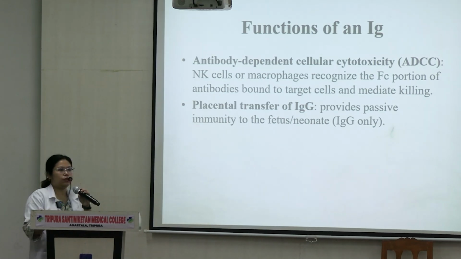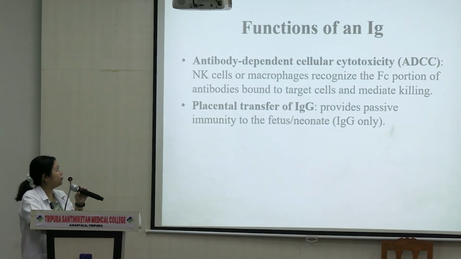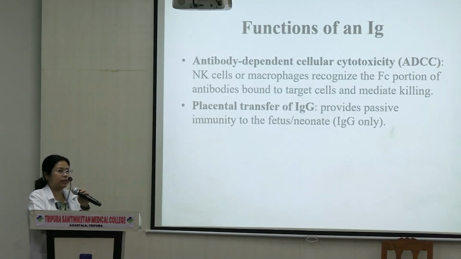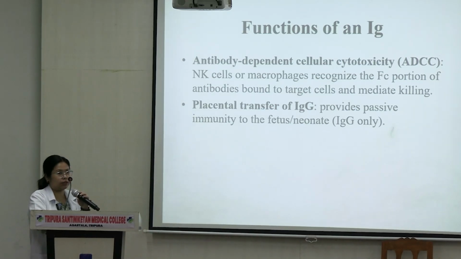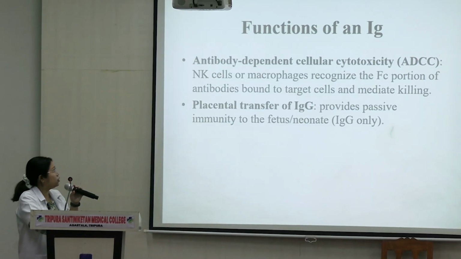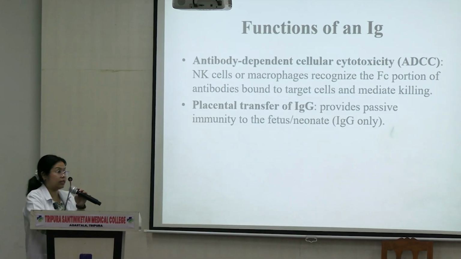The natural killer cells recognize the FC portion of the immunoglobulin that is bound to the target cells, and then they help in killing that particular cell or the microbes that are inside the cell. Usually NK cells will directly kill the cells.